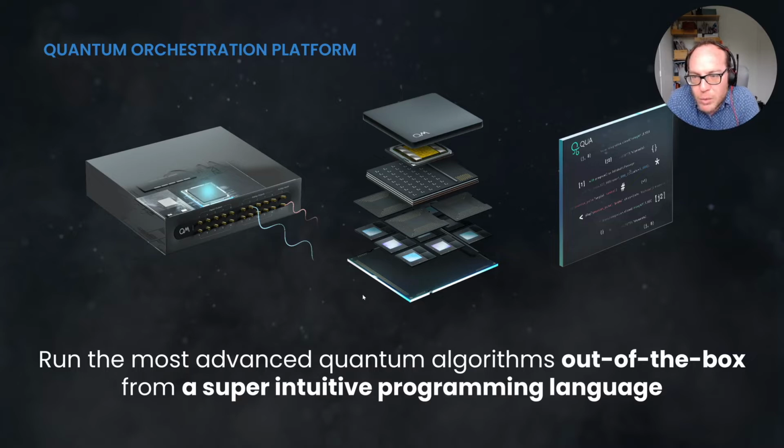The basic idea of the quantum orchestration platform provided by Quantum Machines is to allow you to run even the most advanced quantum algorithms out of the box from a super intuitive programming language. We have devices which contain inputs and outputs, DACs and ADCs, and digital and analog inputs and outputs, and they are all controlled from one FPGA per device. This FPGA is programmed via our own programming language, which we call QUA, which you can see here. This language is compiled to our own low-level assembly, which then executes on the FPGA.